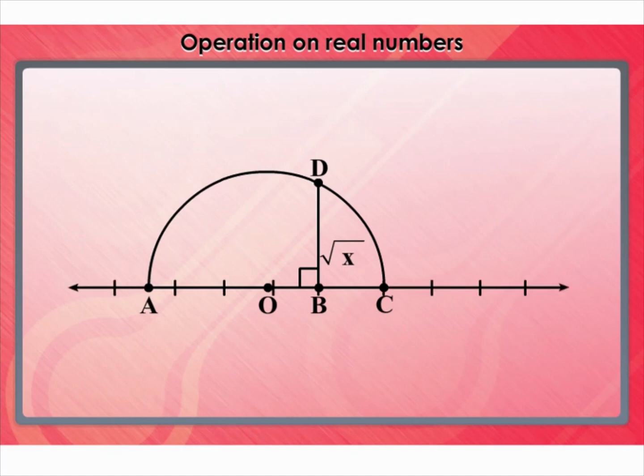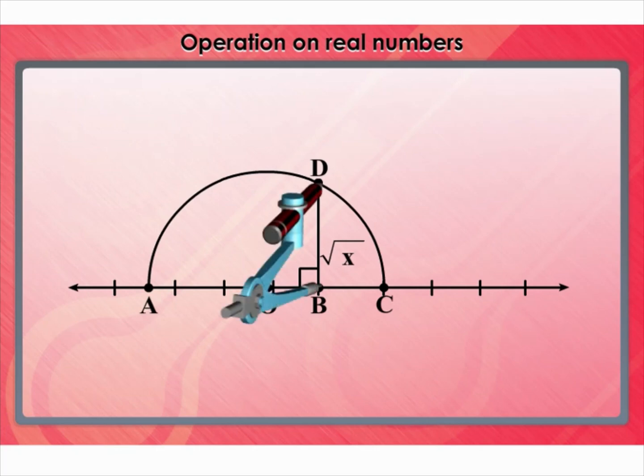If you want to know the position of root x on the number line, draw a number line with B as 0. We know the length of BC is 1, so we mark C as 1, then 2, 3, 4, and so on till plus infinity. Similarly, mark -1, -2, -3, -4, and so on till minus infinity. We already know the length of BD is square root x. Now we have to find square root of x on the number line.